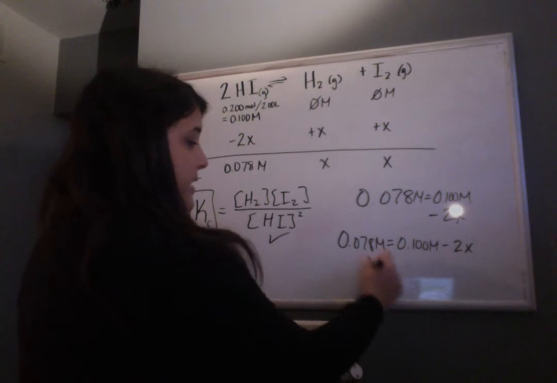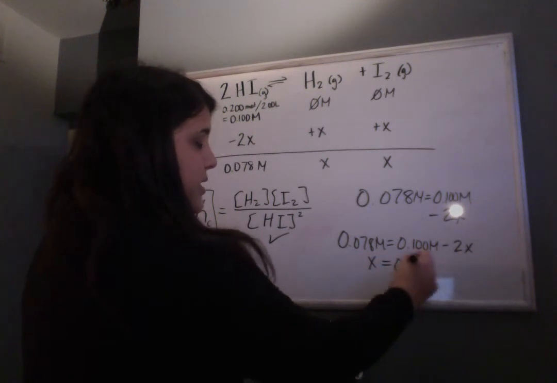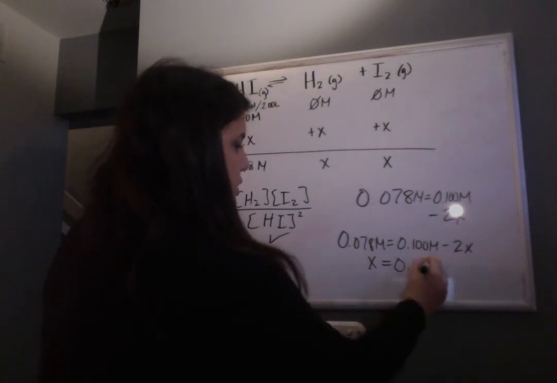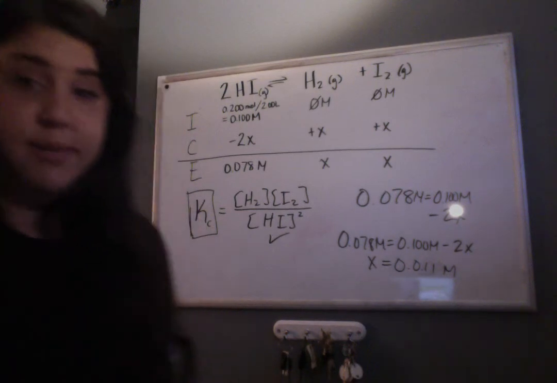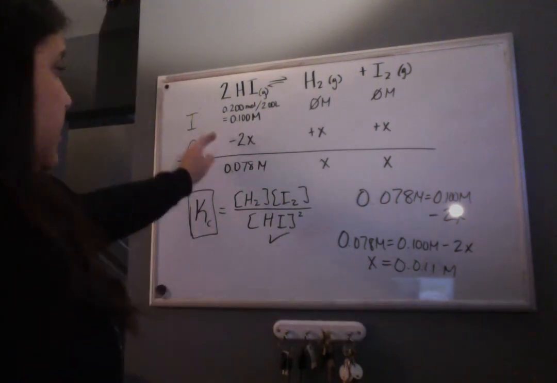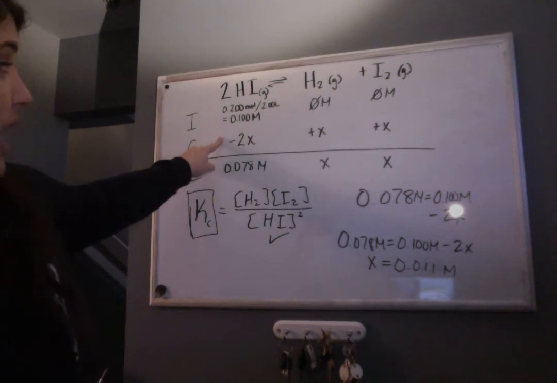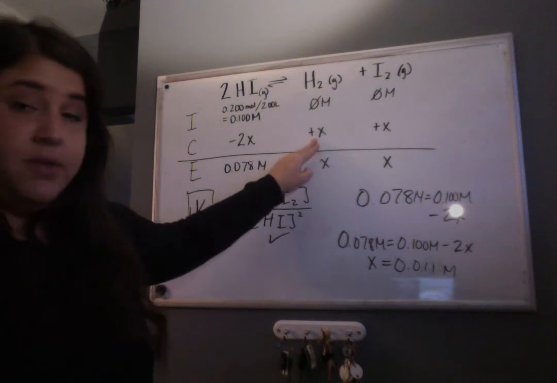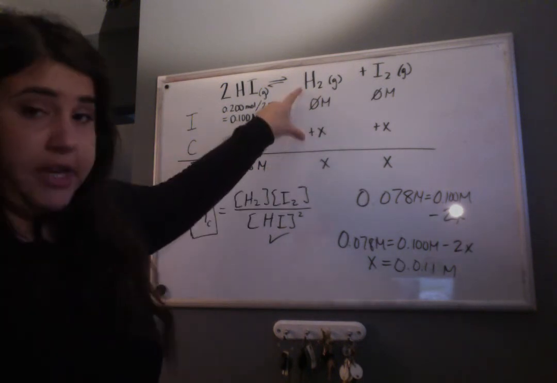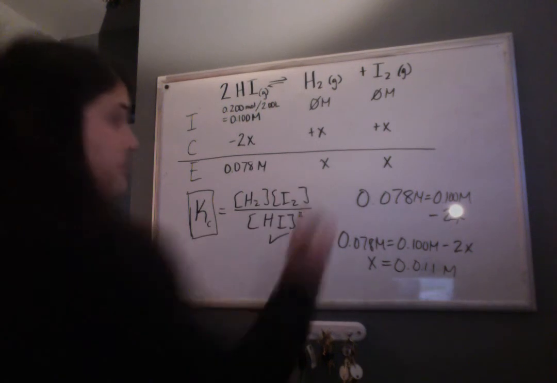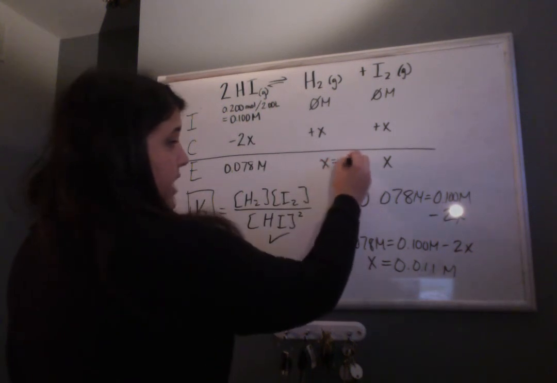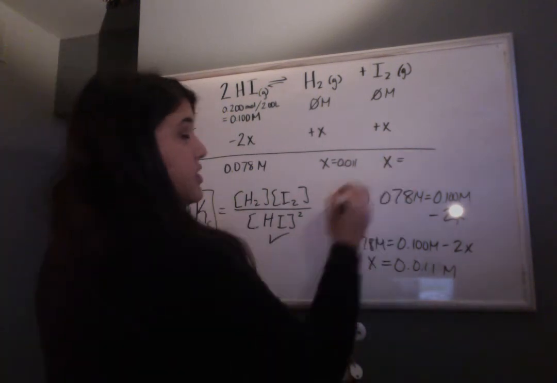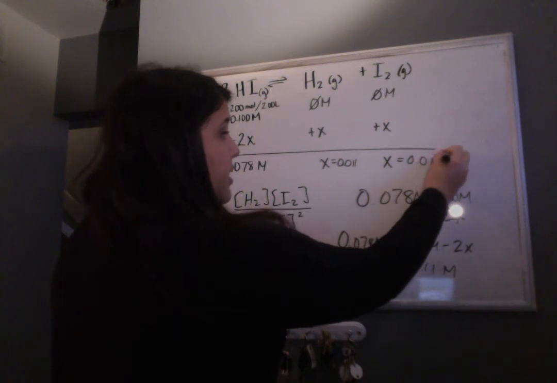Now when I solve for x, I find that x is equal to 0.011 molarity. That is my change. That is the amount times 2 that I lost for HI. So minus 2 times that 0.011 molarity, that is the amount of moles per liter of hydrogen that I gained, meaning at equilibrium, that's exactly what my concentration of H2 is, 0.011 molarity. Also my concentration of I2, 0.011 molarity.